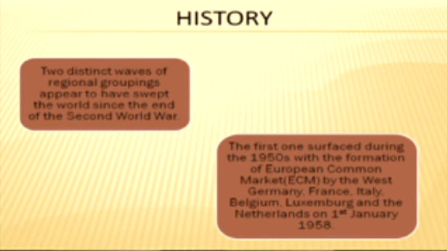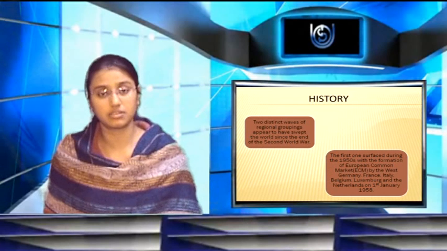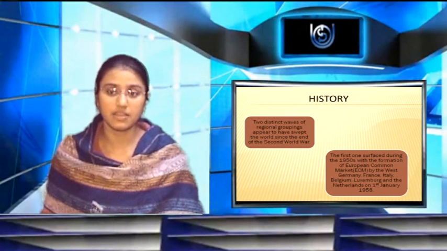Now if we talk about the history, there were two distinct ways of regional grouping. They came about after resolving conflicts and issues after the Second World War. After the Second World War, to consolidate the issues with the European common market and minimize conflicts, steps like these were taken. In the 1950s the European common market was formed by West Germany, France and Italy, and it was consolidated in 1958.